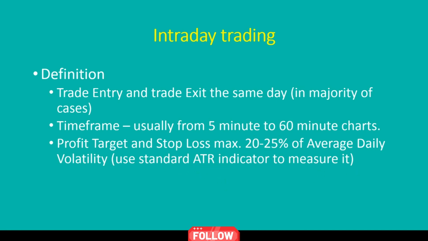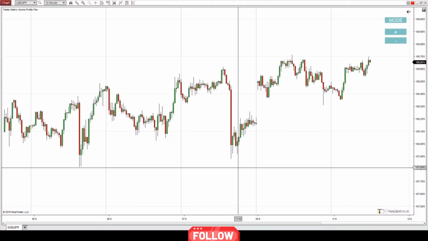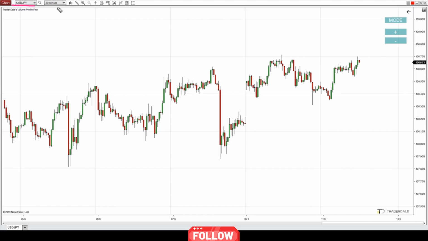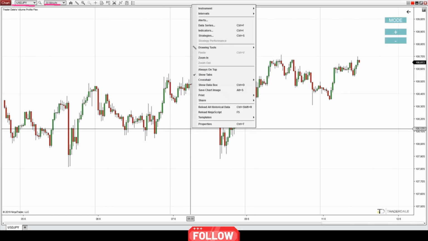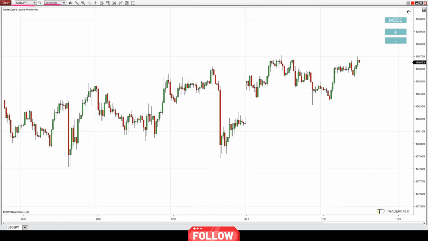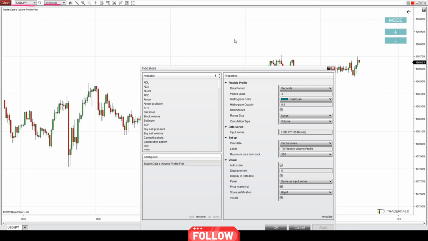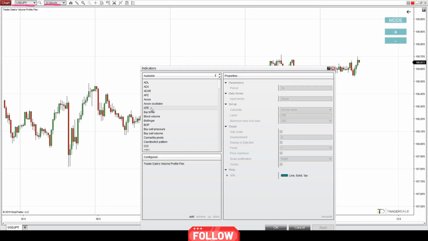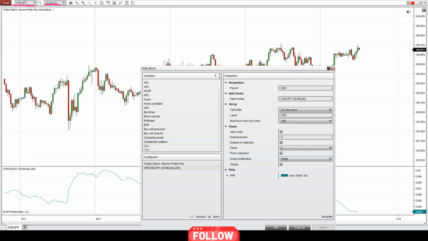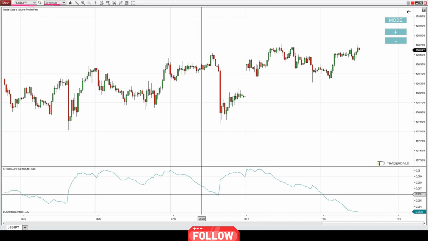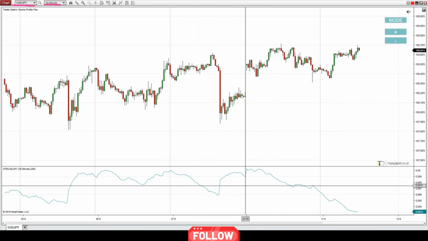All right. You can measure the average daily volatility if you use the standard ATR indicator. So let me quickly show you how to measure the volatility using the ATR indicator. This is the US dollar Japanese yen chart, it's a 30-minute time frame, and now right click the chart, go to indicators and search for ATR, which is in here, double click it, and set the period to a higher number, let's say 200. All right, apply it, and in here you can see the average volatility.